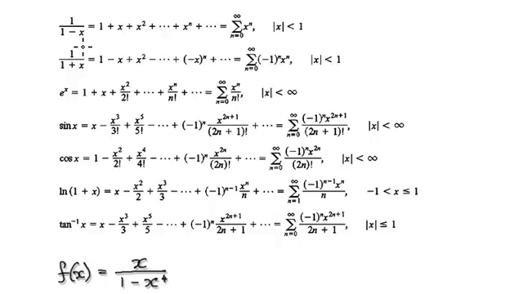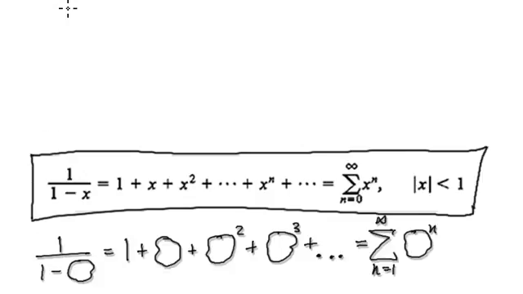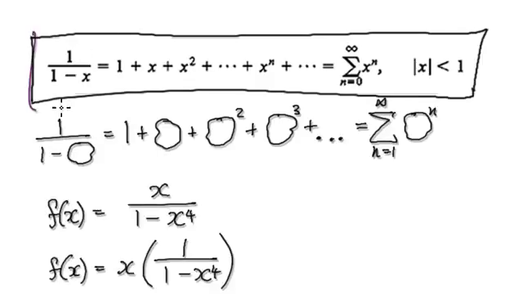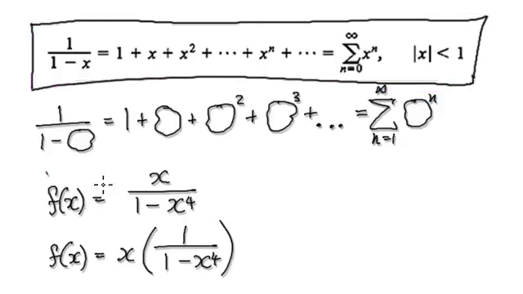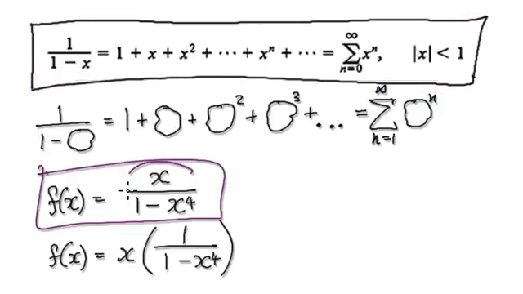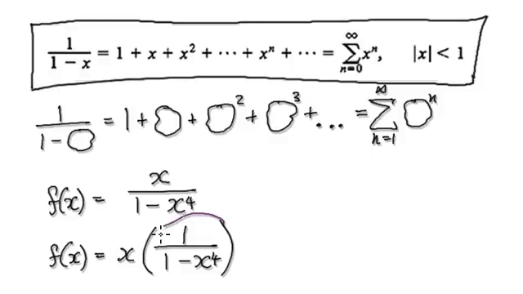Okay, so to do this, we are going to make use of this. So start out with your function. Rewrite this as this. So now you can see that this is of this form. The only difference is that here you've got minus x, here you've got minus x to the power 4.